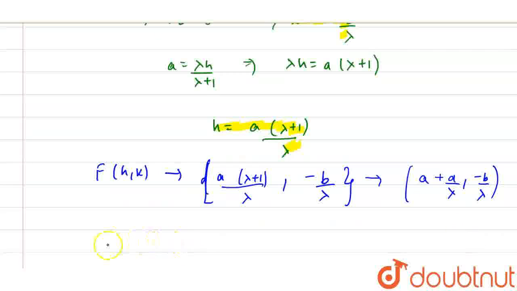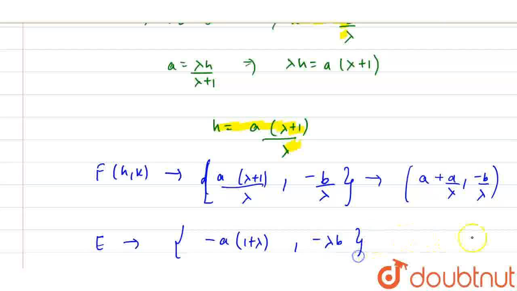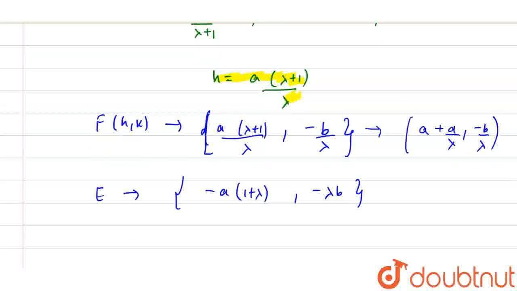Similarly, we can find the coordinates of E. The coordinates of E will come out as minus A times (1 plus lambda), and minus lambda b. These are the coordinates of point E.